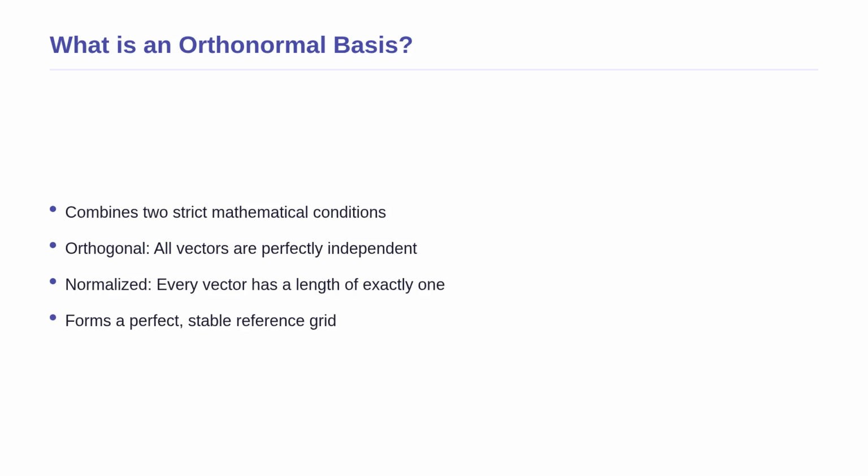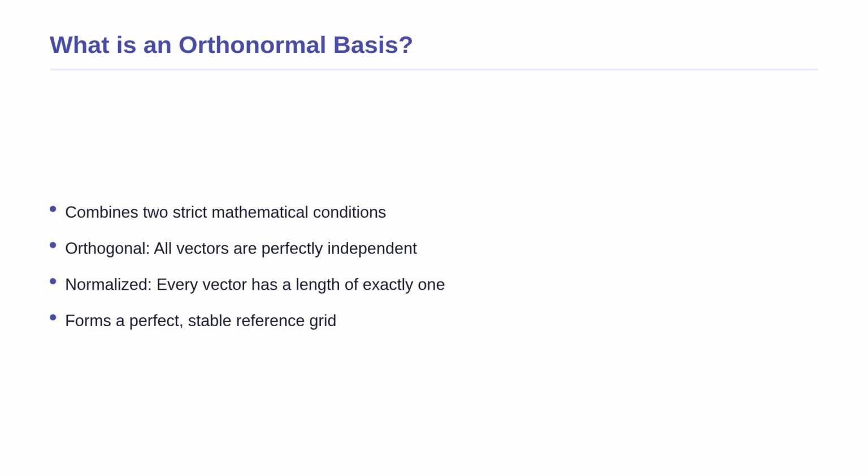Before we look at the math, let us understand why this concept matters. Imagine giving directions. If you tell someone to walk northeast and then north, your directions overlap. It is confusing. But if you say walk east, then north, those directions are completely independent. In math, we call independent directions orthogonal.